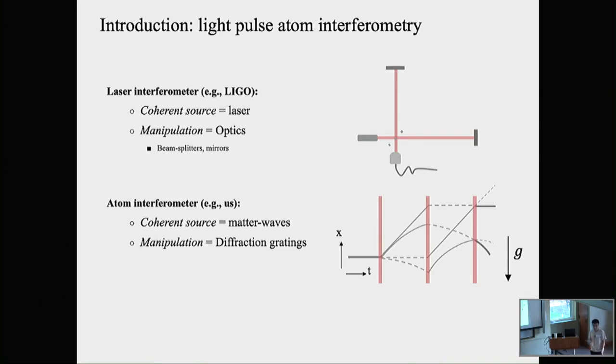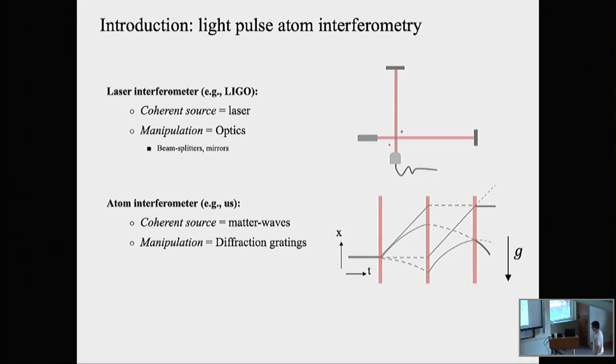So why do we want to do that? Because atoms are sensitive to gravity, so using atom interferometers, we can measure gravity very accurately. And atoms can also be kicked by photons. Using the photon recoils, we can measure things like the fine structure constant.